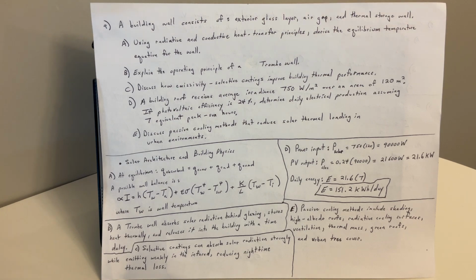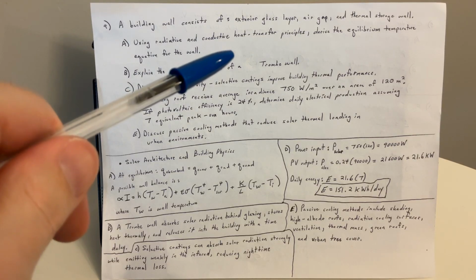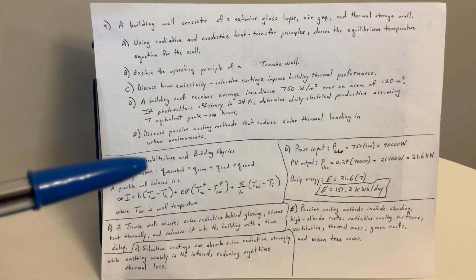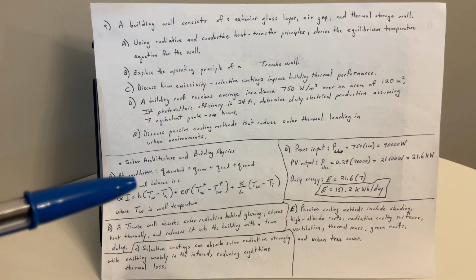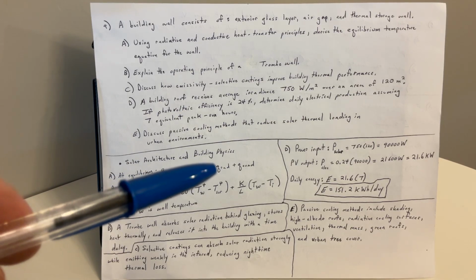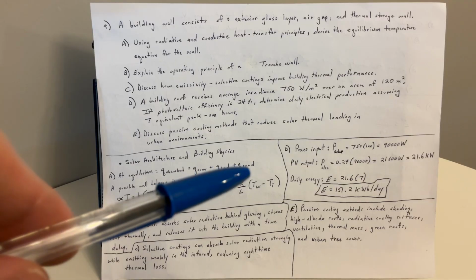Number 9, a building wall consists of an exterior glass layer, air gap, and thermal storage wall. Part A, using radiative and conductive heat transfer principles, derive the equilibrium temperature equation for the wall. We'll go through this quickly. Solar architecture and building physics. So at equilibrium, Q sub absorbed equals Q sub conv plus Q sub rad plus Q sub cond.